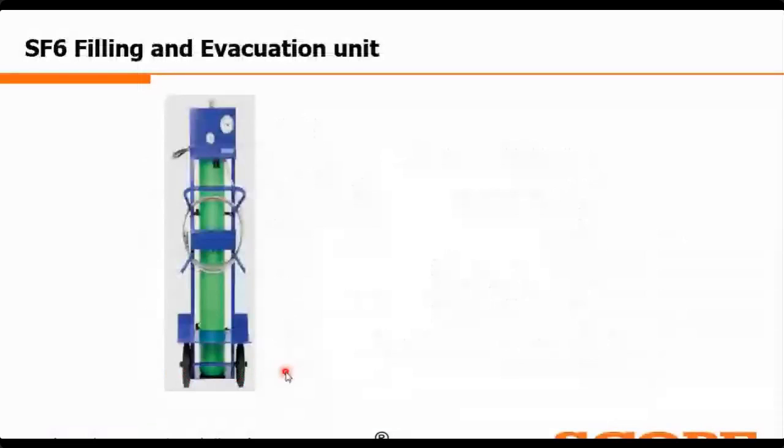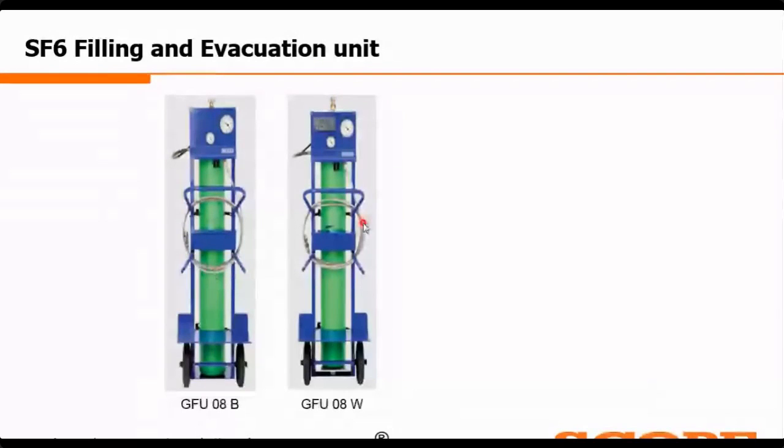Now first, we'll start with the SF6 filling and evacuation unit. In the filling and evacuation unit, this is the GFU08 series. We have a total of 4 models. One is the GFU08B. Here you can see this is the basic model. Second is GFU08W, where you can see this is the basic model along with the weighing scale. That is the difference from the basic model. So we have one weighing scale here through which you can do the SF6 filling with precise weighing technology.